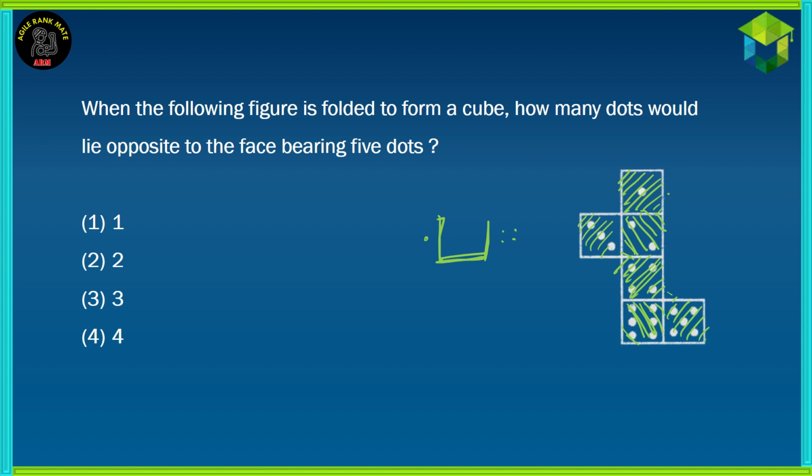So what's it asking us? The question is asking us how many dots would lie opposite a face bearing 5 dots. So this is the tile bearing 5 dots. And opposite to that, as we just looked at it, was 3, because 1 and 4 are opposites, 2 and 6 are opposites. The only remaining number is 3. So the tile which is opposite to the face bearing 5 dots would be the face bearing 3 dots, and 3 is the correct answer for this question.